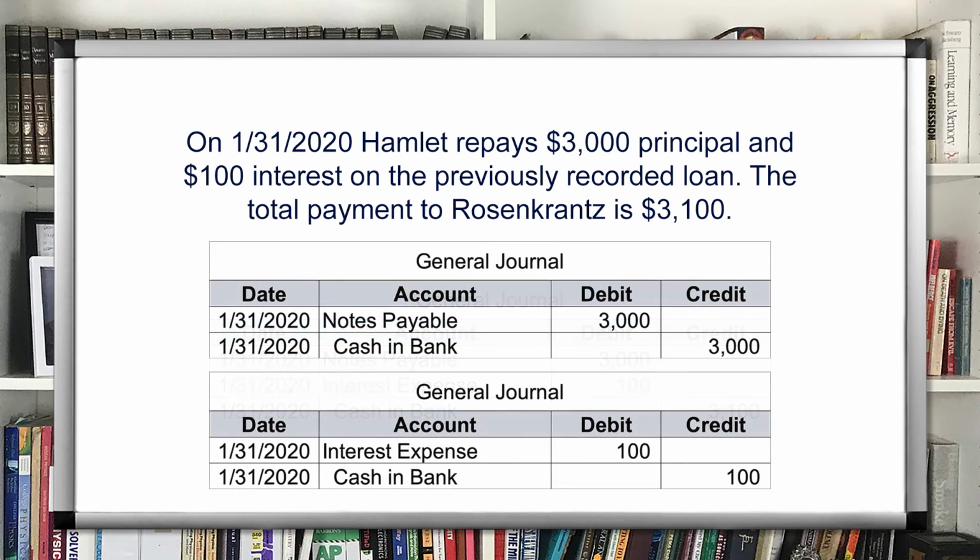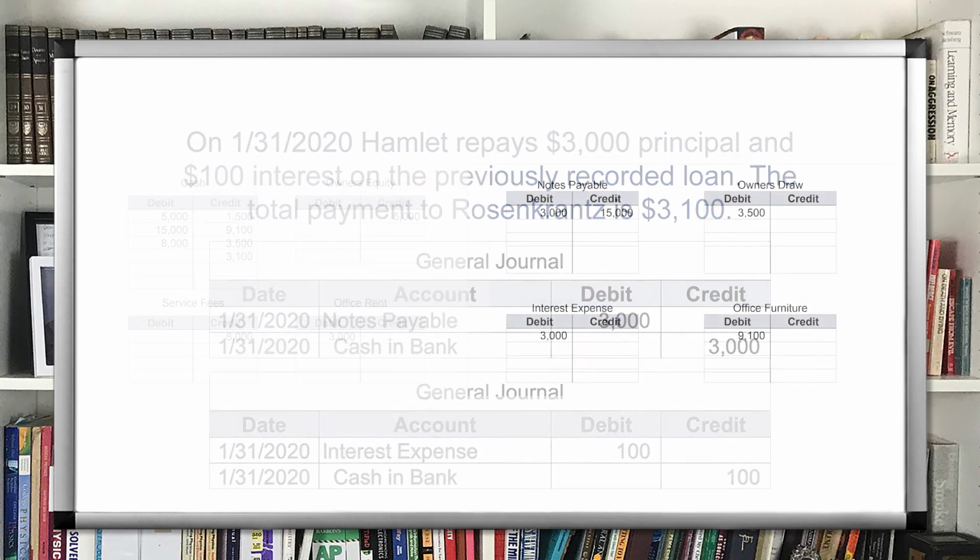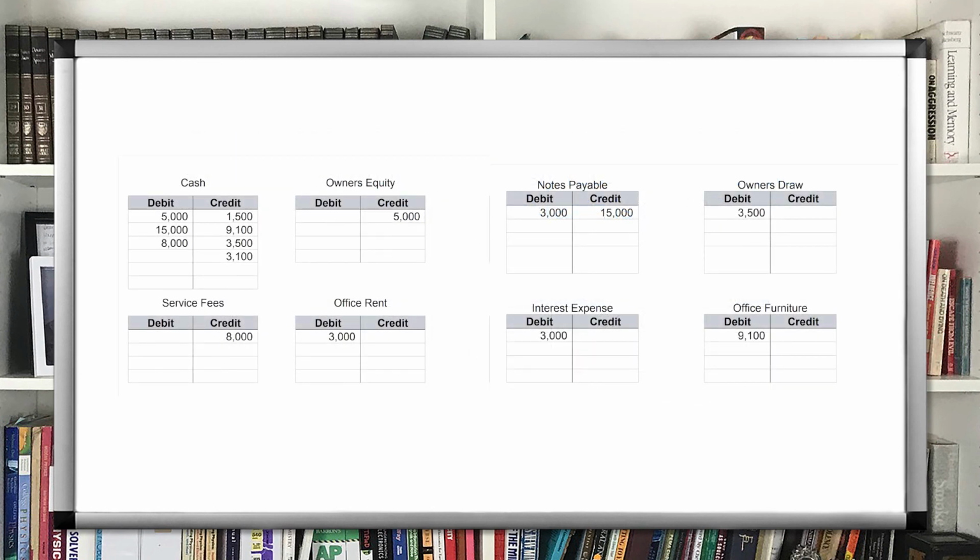Alternatively, the transaction could have been broken into two separate entries like this. As long as the total debits and credits in the entry are equal and the elements of the transaction are related to the same event, either method of posting is acceptable. Now here are the T accounts after these transactions have been posted.